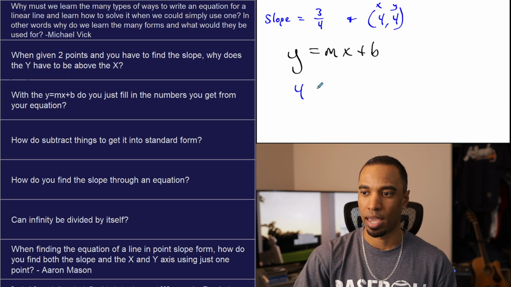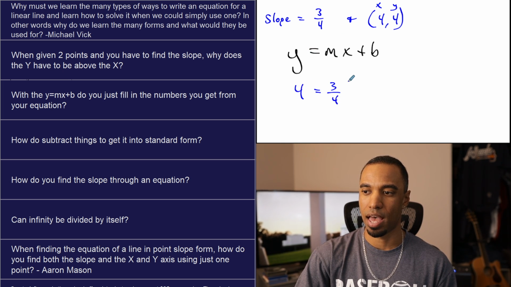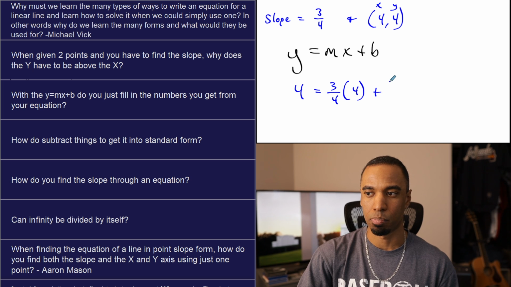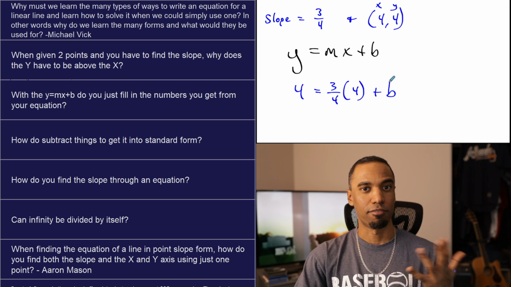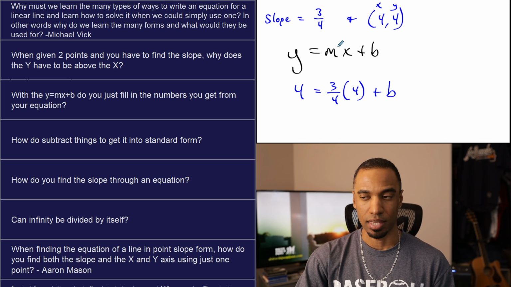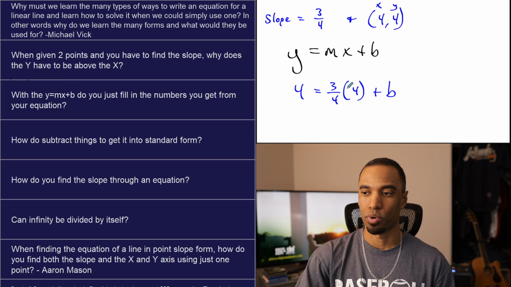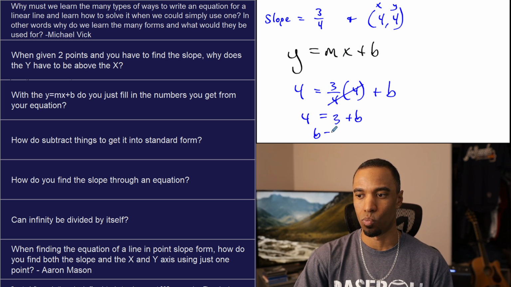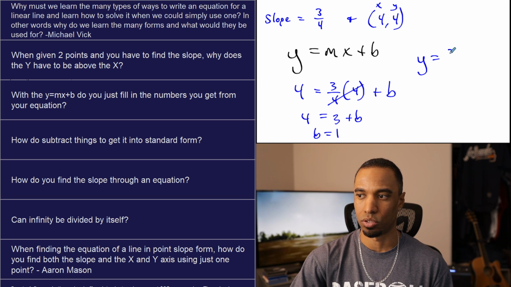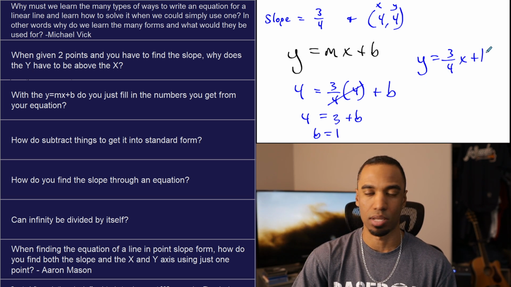So 4 for y, 3/4 for m, 4 for x, you just plug them into there, you find b, and then you plug that b into your equation with your m. 3/4 of 4 is 3, 3 plus b is 4, so b is 1, therefore our equation is y equals 3/4 x plus 1, same y-intercept as before.